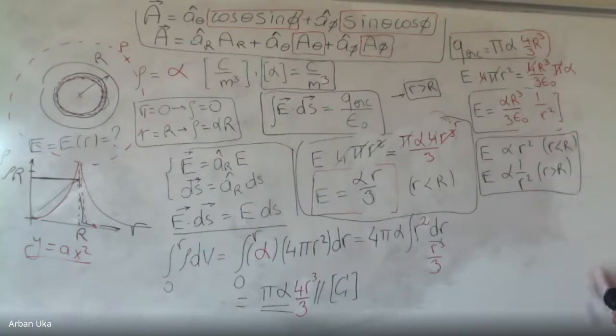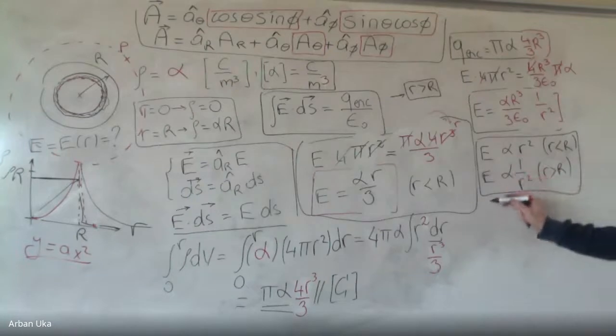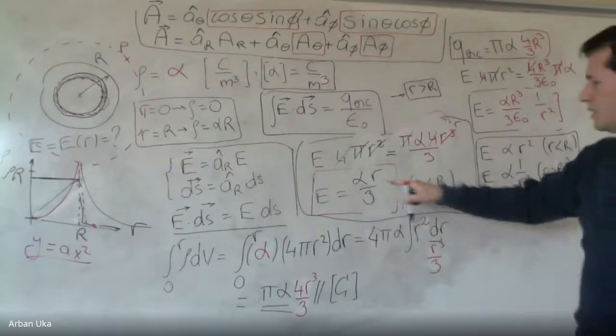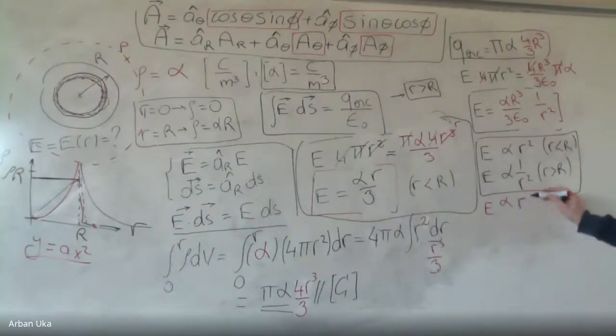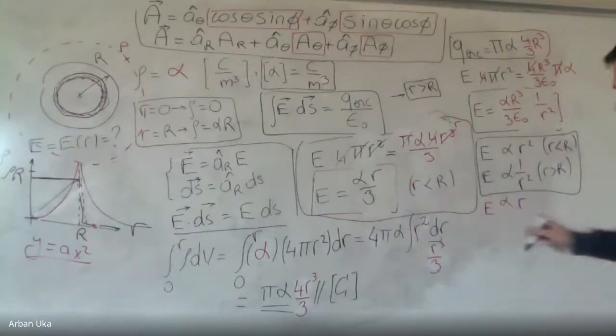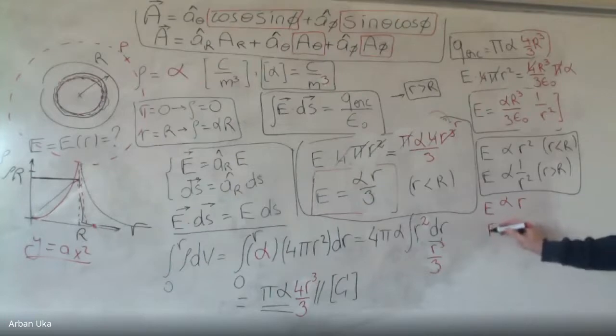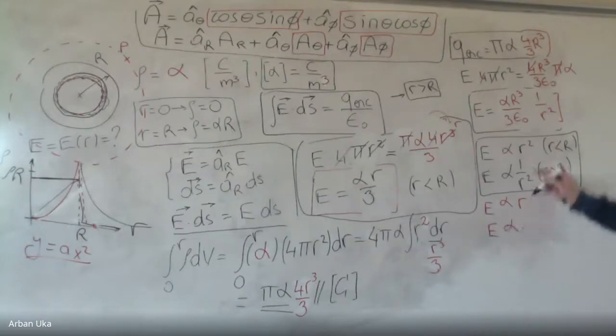1 over r squared. So what happened here is that before we had this combination, but now the electric field would be proportional to r for r smaller than capital R, and here the electric field would be proportional to, what is the new expression? It's again 1 over r squared.